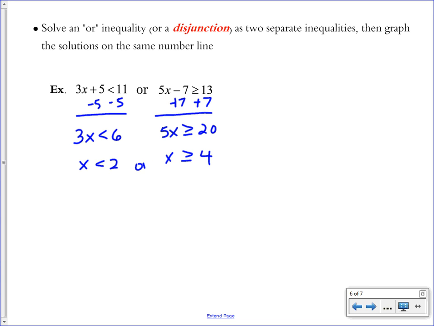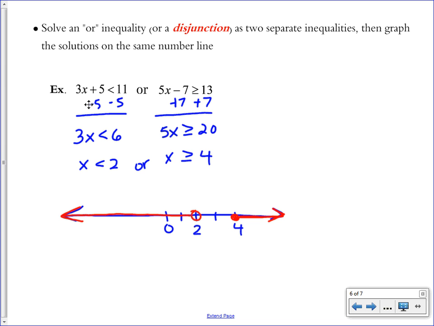Put the word or in between them. So x is less than 2 or greater than or equal to 4. Graph these solutions on the same number line. It's reasonable for me to put 0 here. 1, 2, 3, 4. Open circle at 2 and shade less than it. Closed circle at 4 and shade greater than it. That's the solution, or the graph of the solution to this inequality.